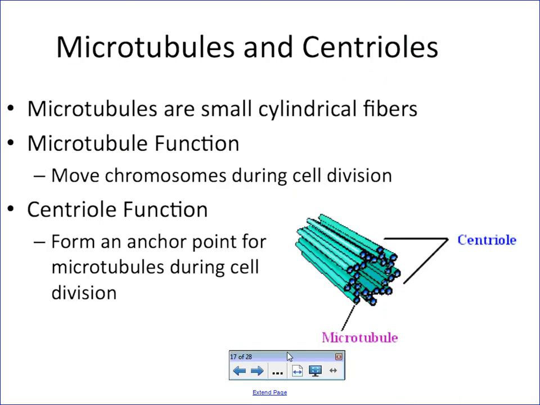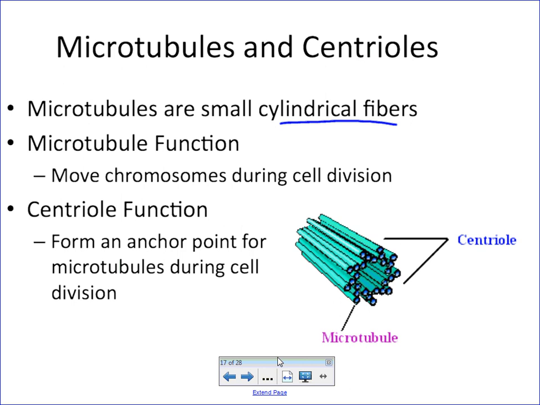Other structures that are good to be aware of include microtubules and centrioles, which are involved in the process of mitosis. So microtubules are small cylindrical fibers. The function of the microtubule is to move chromosomes during cell division. So after DNA division, those chromosomes will line up in the middle of the cell, and then they will get pulled to the poles of the cell by those microtubules.